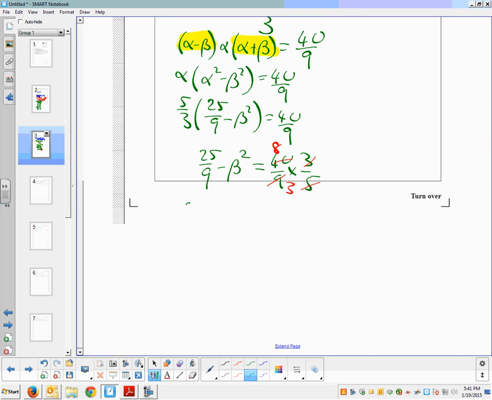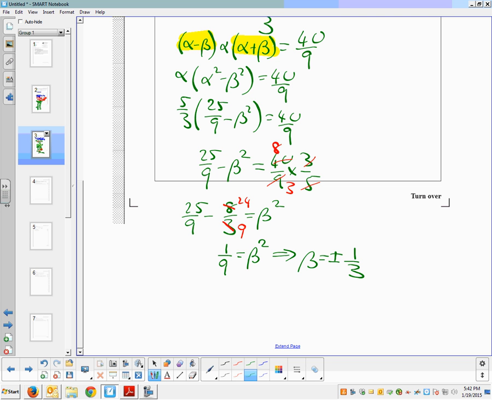Rearrange that, we get 25 over 9 minus 8/3 is equal to beta squared. Let's get that back up. It's going to be 9/24. So that's, oh look at that, 1/9. It's beta squared, which means, strictly speaking, beta is plus or minus 1/3.